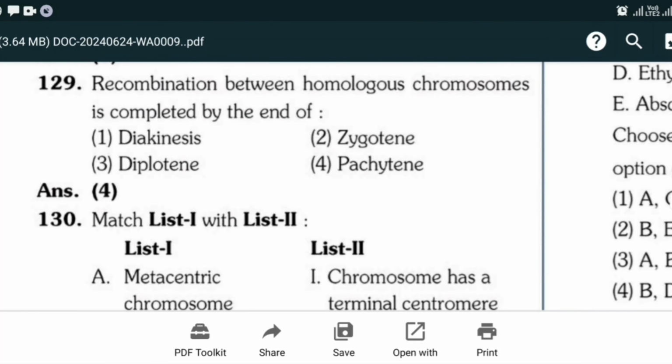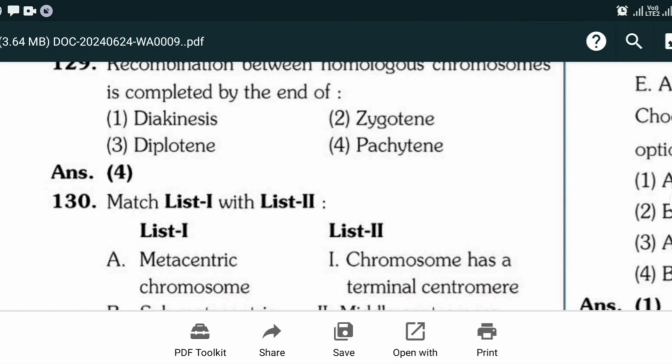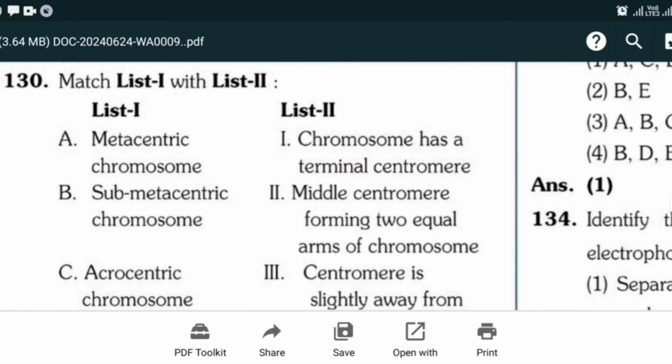Then recombination between homologous chromosomes is completed by the end of. See, here it is from cell cycle and cell division. Prophase 1 of meiosis 1 contains 5 stages: leptotene, zygotene, pachytene, diplotene and diakinesis. Recombination starts in zygotene and ends in pachytene. So the answer will be pachytene. LZPDD. You can easily remember this as Let Ziva Paint Dhoni's Diagram: leptotene, zygotene, pachytene, diplotene and diakinesis. I have made some short videos of these kinds of short tricks on my channel. You can watch that later.